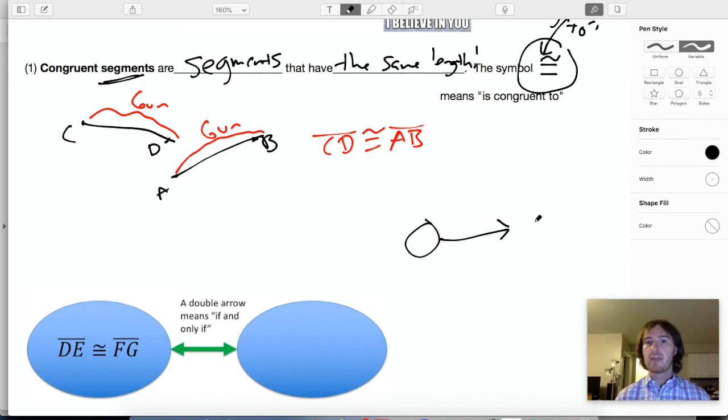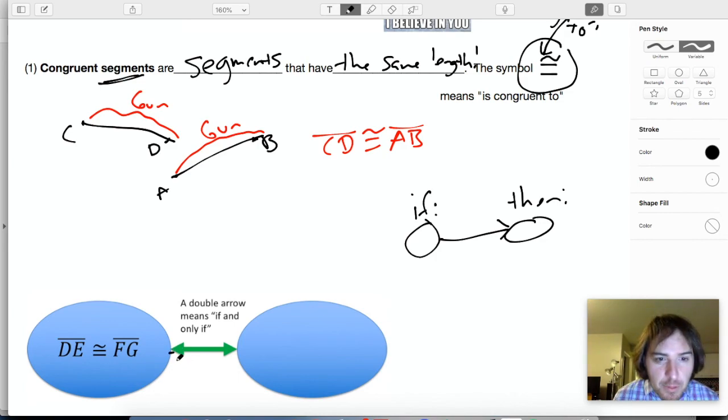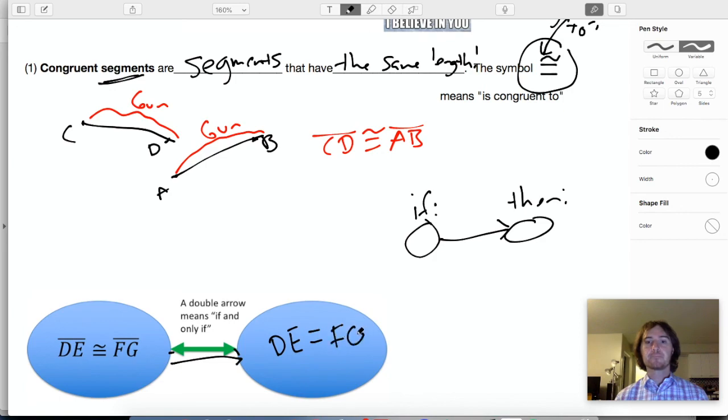If you have a single-headed arrow like this, it means an if-then statement. If this is true, then this has got to be true. This double-headed arrow means something a little bit different. It means that if DE is congruent to FG, then we can conclude what? They have the same length. So we can conclude that DE equals FG, by definition of congruent segments. Congruent segments are segments that have the same length. So if they're given to us as congruent, we know that DE would have to equal FG.